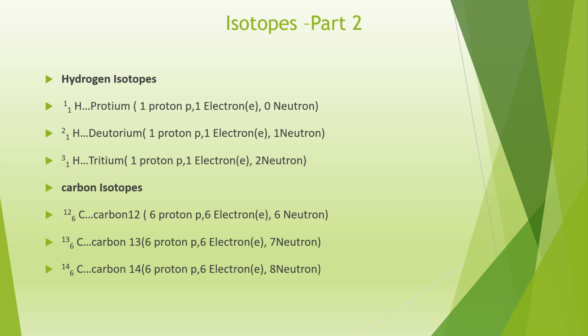Isotopes, part 2. Hydrogen isotopes, as we know, are of 3 types: protium, deuterium, and tritium. In the same way, carbon also has 3 isotopes: carbon 12, carbon 13, carbon 14. In carbon, since the atomic number is 6, 6 protons and 6 electrons will be there. Since atomic mass is 12 in carbon 12, 6 neutrons will be there. In carbon 13, 7 neutrons will be there. In carbon 14, 8 neutrons will be there.